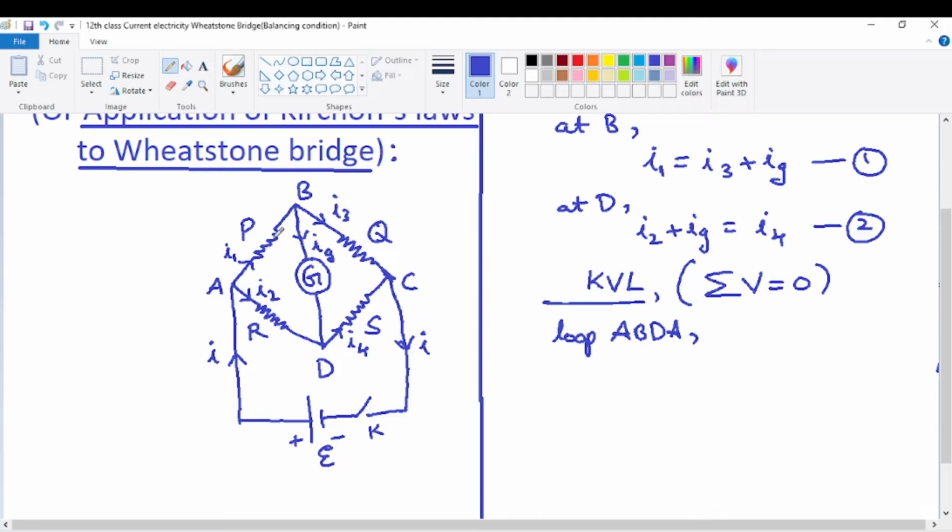First, there is a potential difference, current into resistance. I1 into P is the potential difference across the first resistance P, which is connected between A and D. Next, between B and D, another resistance G is connected in the form of a galvanometer. A galvanometer is a small measuring instrument.